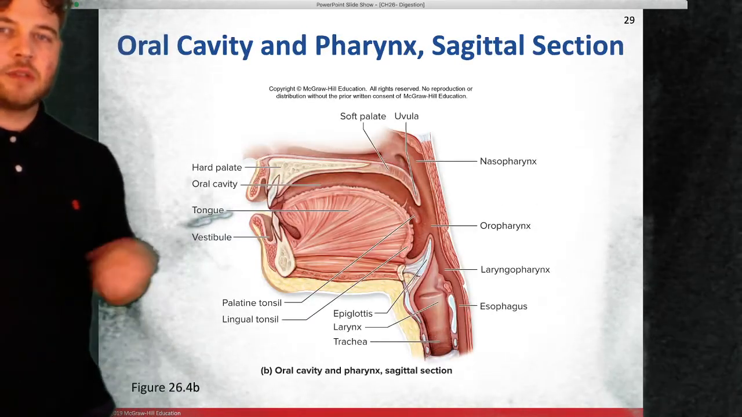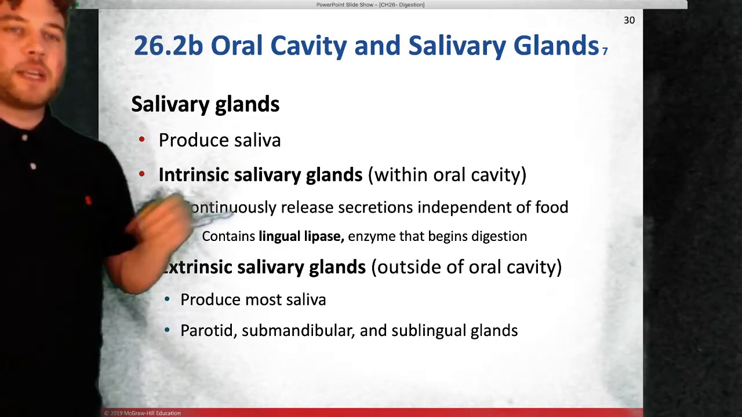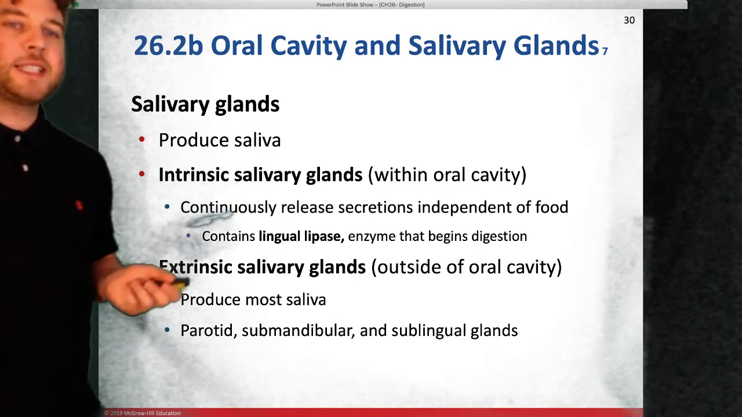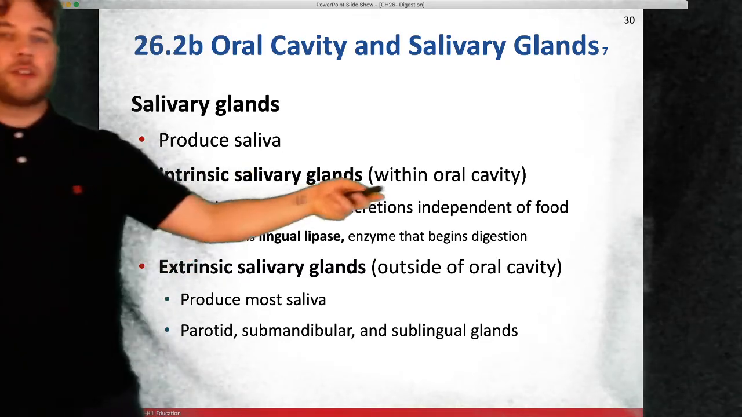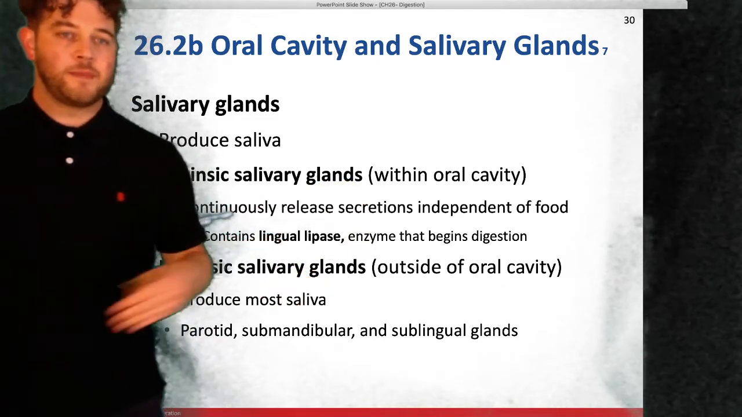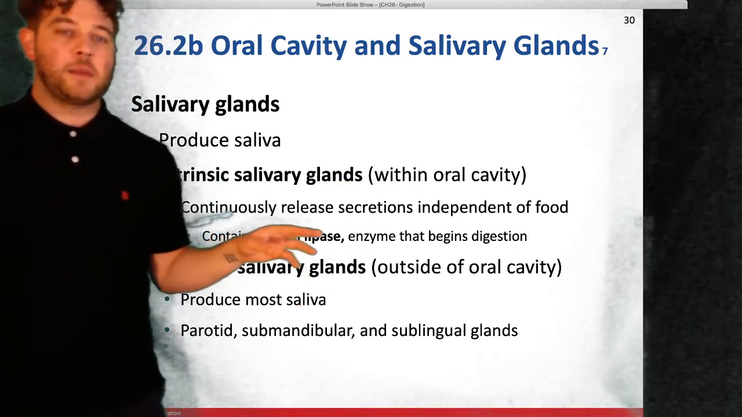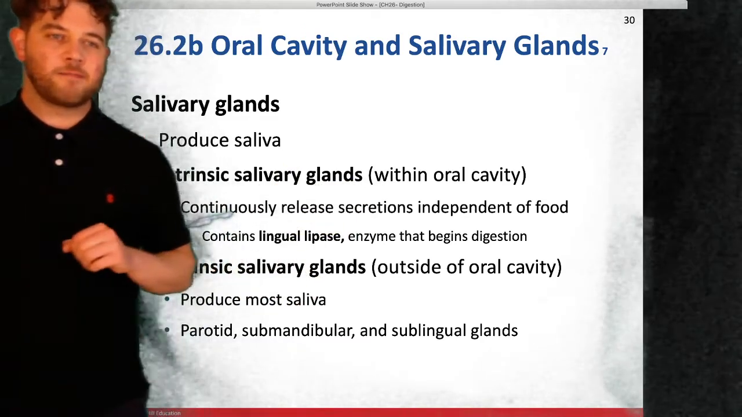There is your whole oral cavity. We've seen that several times. Your salivary glands produce saliva. You have both intrinsic and extrinsic salivary glands. These are intrinsic, obviously, within the oral cavity, continuously releasing secretions independent of food. These contain lingual lipase, which is an enzyme that will be in digestion but isn't activated until the stomach.